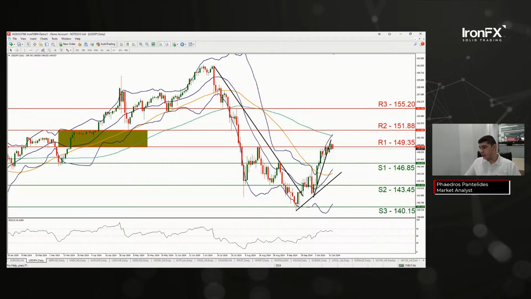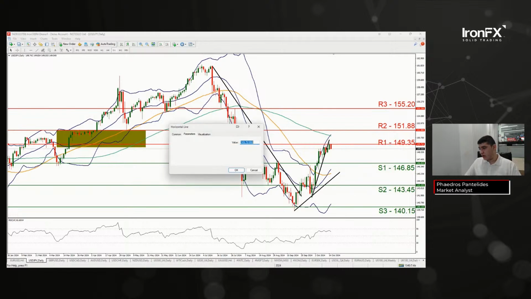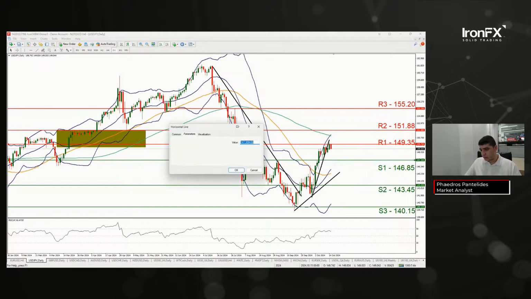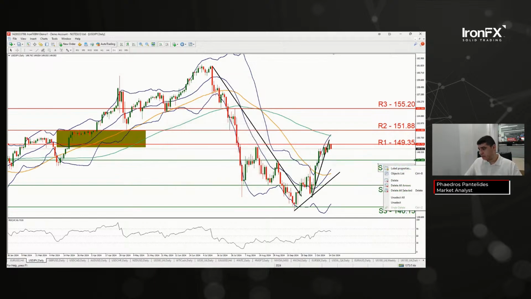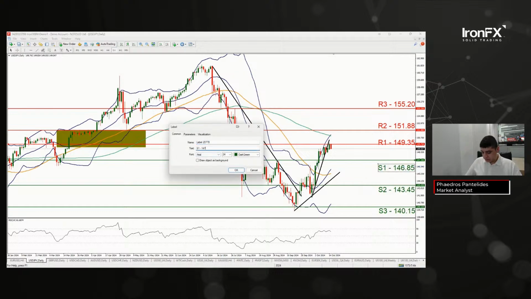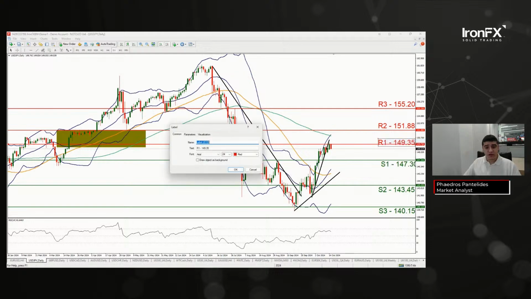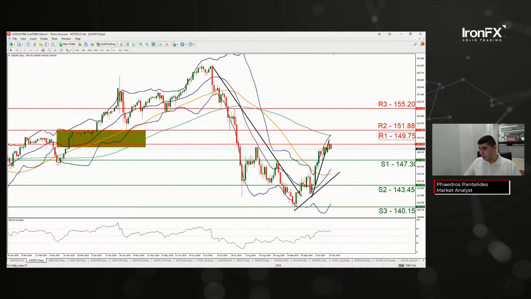USD JPY, however, we need to simply adjust that R1 level, 149.75. One could also argue that S1 is slightly higher. Going to be taking this wick here, 147.30. That is my S1. For R1, I would be taking 149.75, as I've just indicated. Might be a retracement down to S1, seeking liquidity before continuing on its ascent.